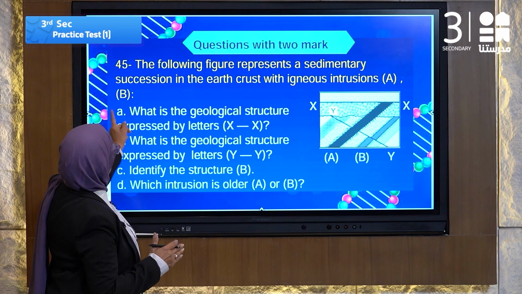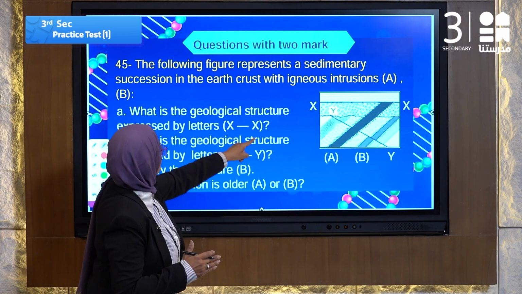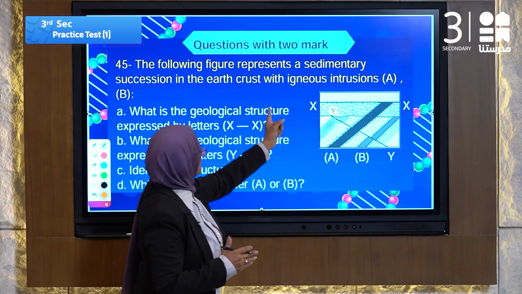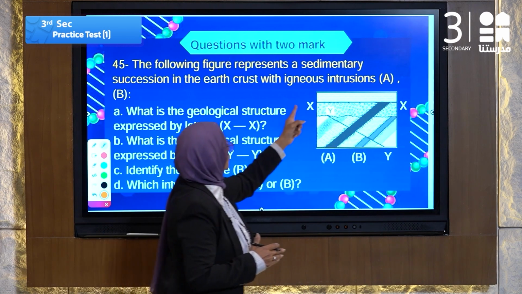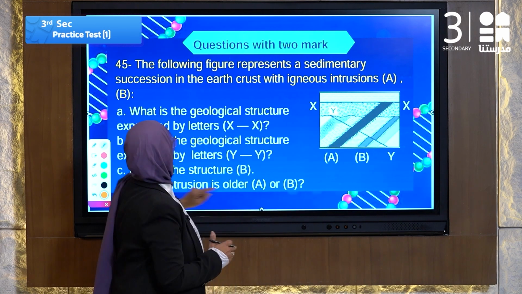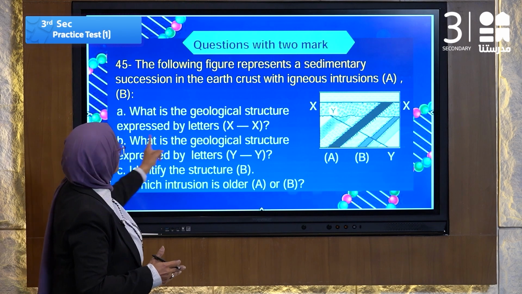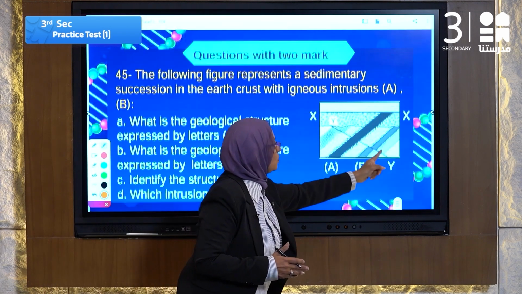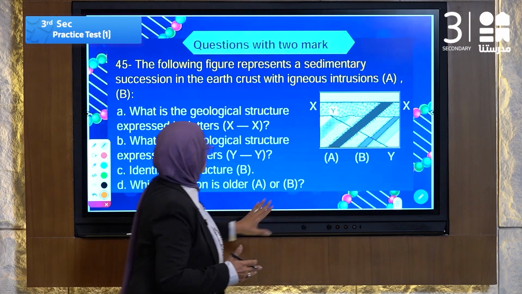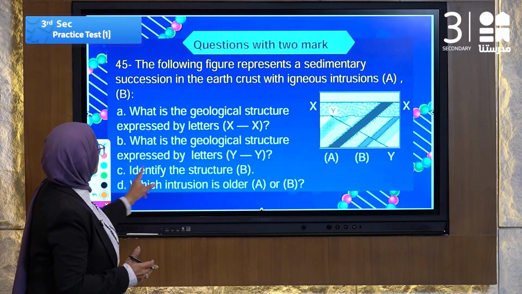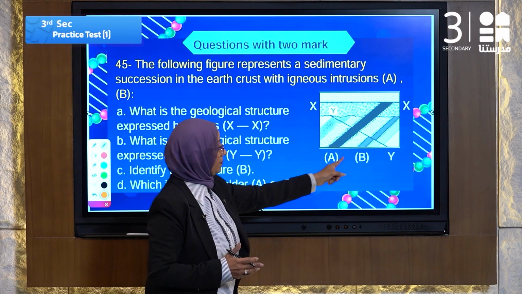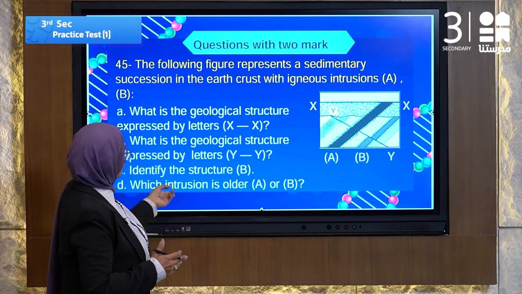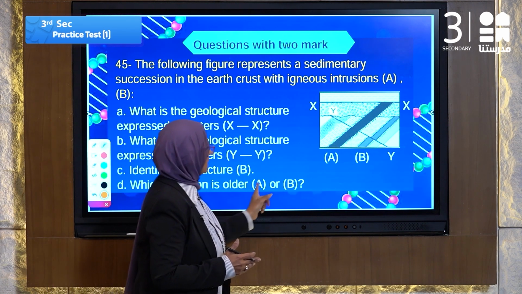A, what is the geological structure expressed by the letter X? Yes, that a geological structure from X to X. B, what is the geological structure from Y to Y? Yes, Y to Y. C, identify the structure B. D, which intrusion is older, A or B?